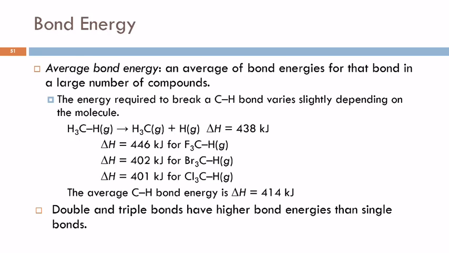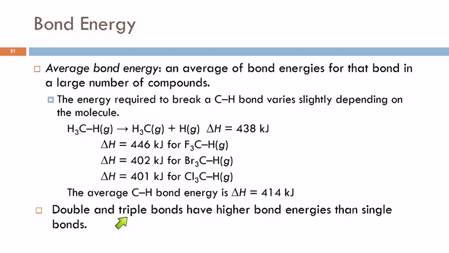But we're estimating here, and so what we do is we average the carbon-hydrogen bond energy in a lot of different compounds, and then that's all given in tables. So we say the average carbon-hydrogen bond energy is 414 kilojoules, and we'll just use the average.